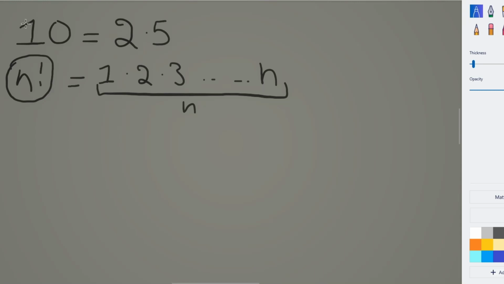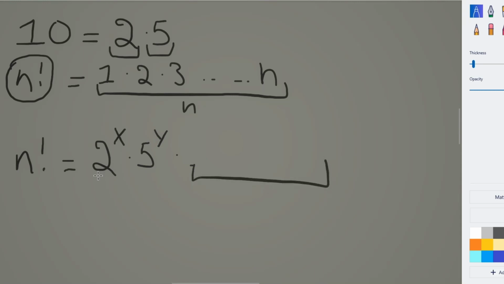And since 10 equals to 2 times 5, the only thing we need from this number's prime factorization is the powers of 2 and the powers of 5 in n factorial's prime factorization. So n factorial's prime factorization would be 2, okay, to some power x times 5, okay, to some power y, times some other numbers here for which we don't care about. The only numbers we care about is 2 and 5, okay?